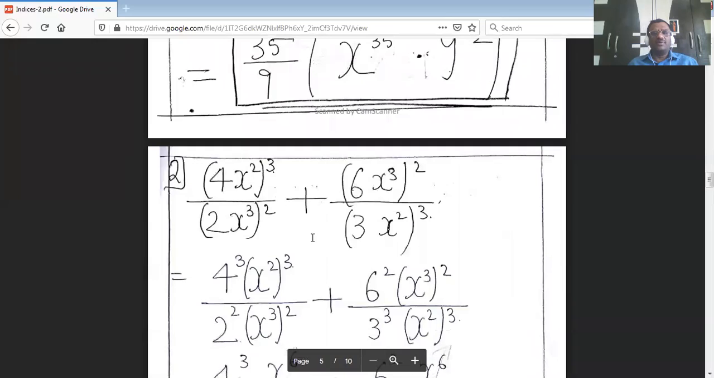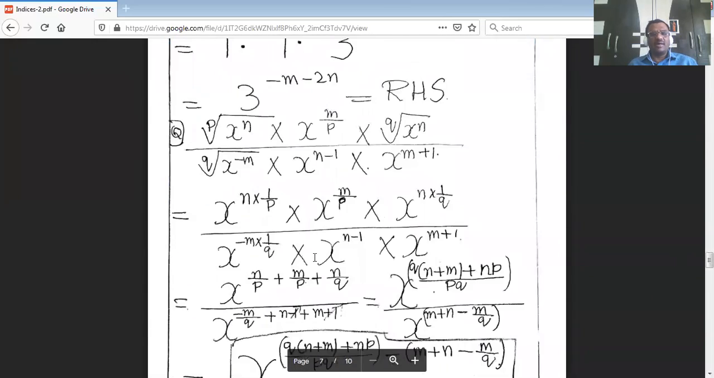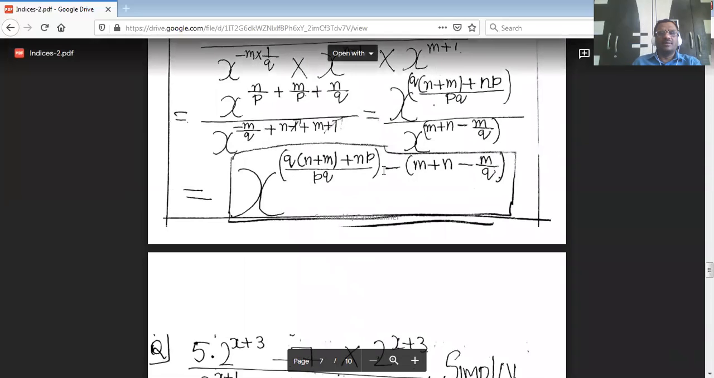Next, if you go for this equation, the simplification part is further continued, saying that this is, as I said, x to the power of n by p plus m by p plus n by q. Here, the denominators are p, p, and q.